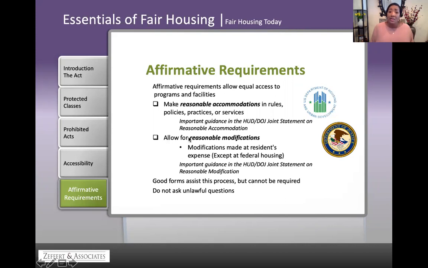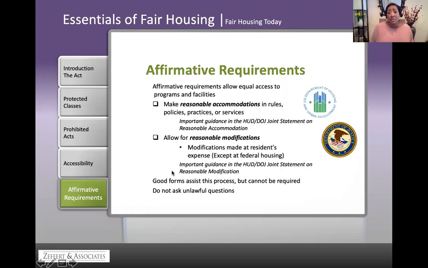An owner must also allow for reasonable modification. Now, modifications are those things that allow a household that is disabled, or a person who is disabled, to enjoy the dwelling space, same as someone that doesn't have a disability. So there are times where we have to make a reasonable modification, which is a structural change. Modifications, though, are made at the resident's expense unless it's at a federally subsidized property, such as HUD or rural development.